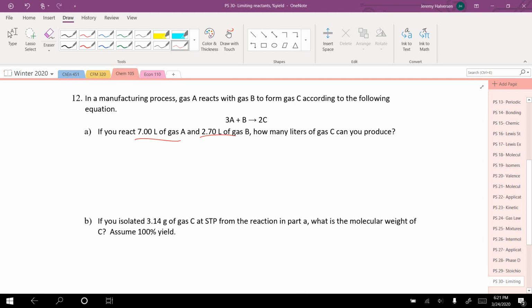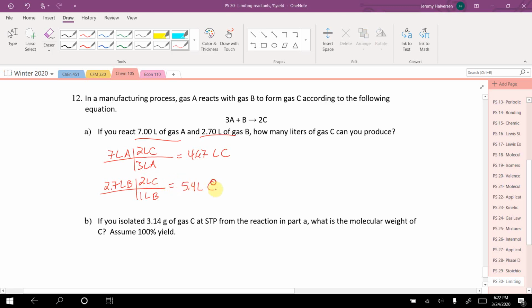And if you remember, usually we have to get into moles to use a balanced equation, but if we're using all gases at constant temperature and pressure, we can use these molar ratios 3:1:2 as volume ratios, and so I can just say 7 liters of A. The reaction tells me that 3 liters of A makes 2 liters of C, which gives me 4.67, I think, liters of C. Okay, and then 2.7 liters of B, and the reaction tells me 1 liter of B makes 2 liters of C, which gives me 5.4 liters of C.